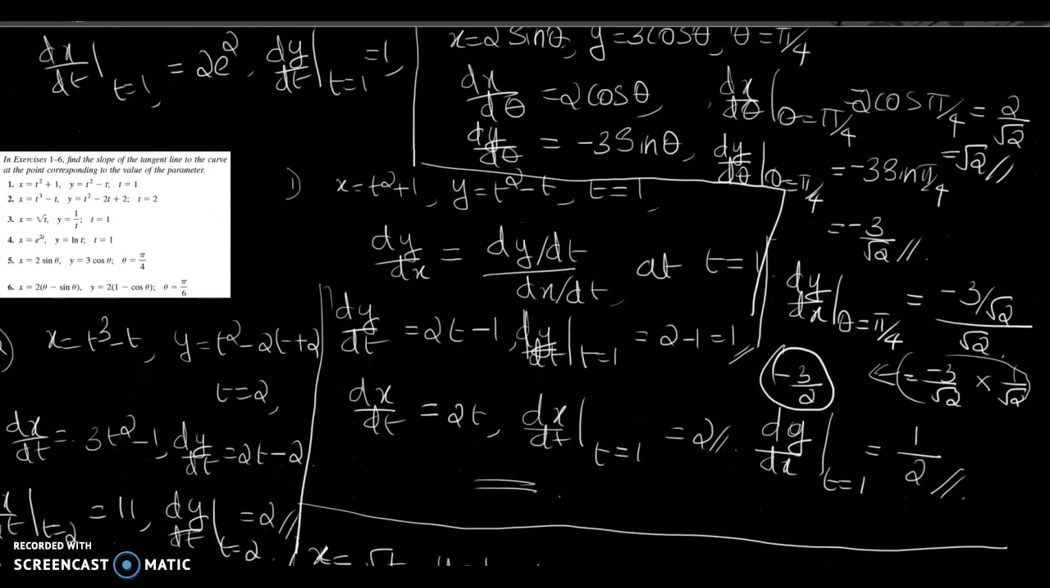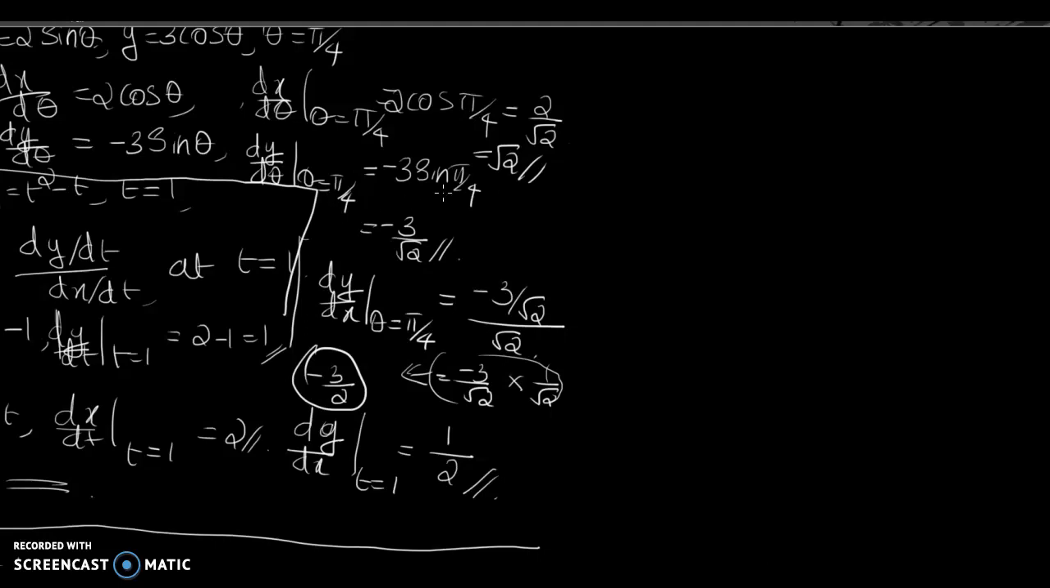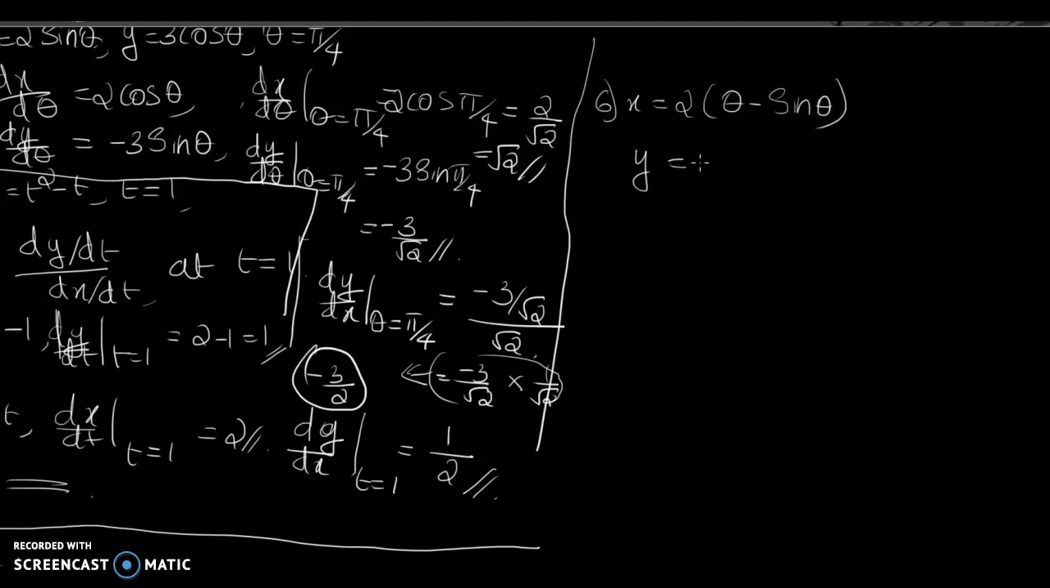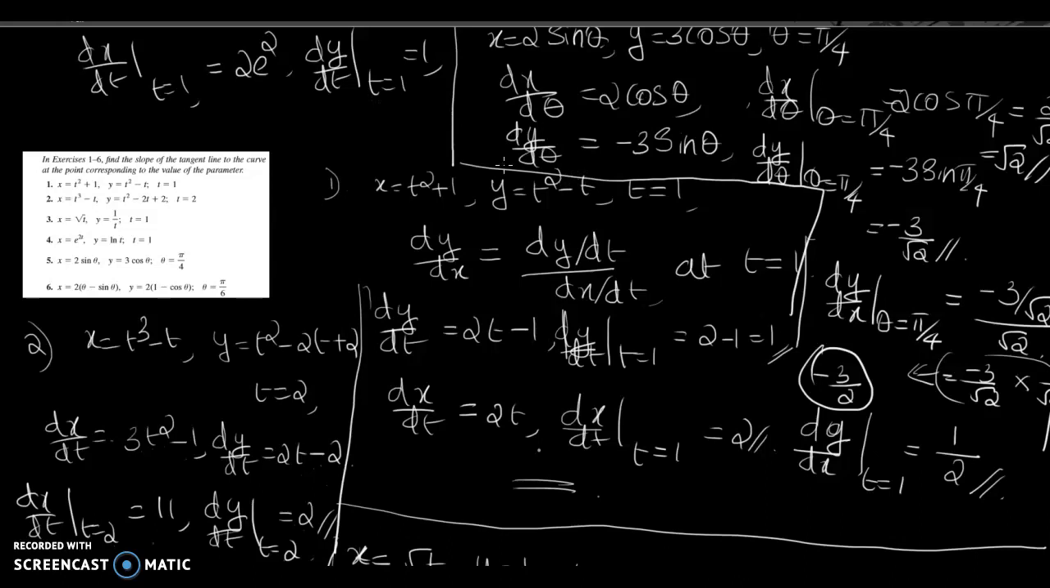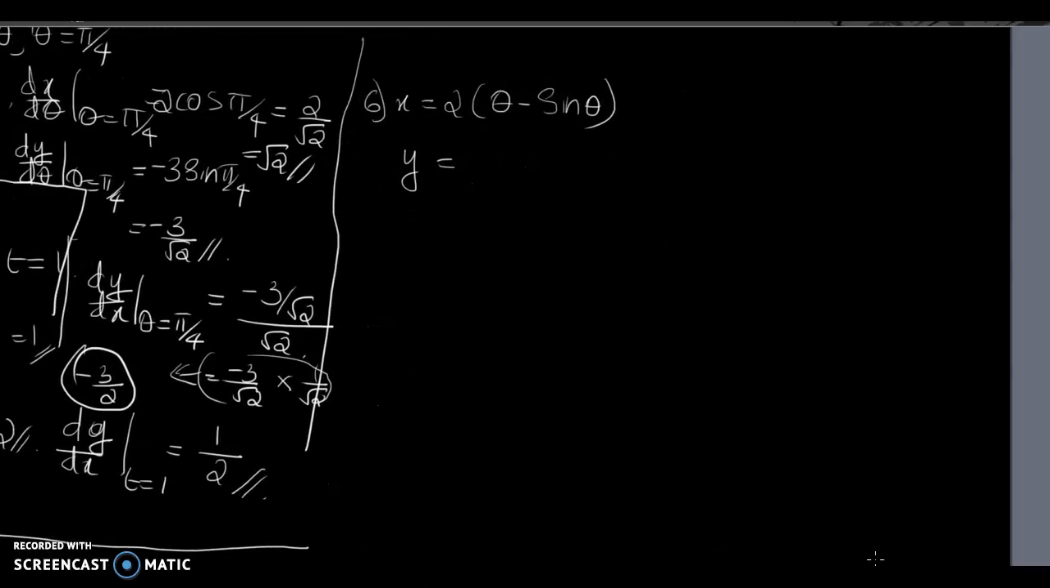Next we have to find out the last question, the sixth one. x equals 2 into theta minus sine theta, and y equals 2 into 1 minus cos theta, at theta equal to pi divided by 6.